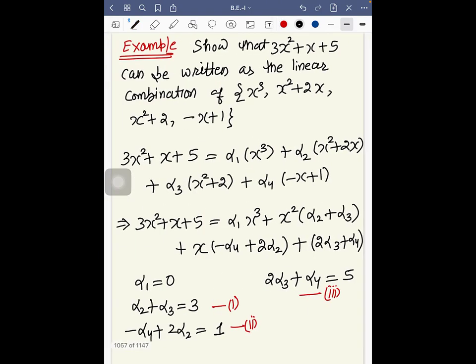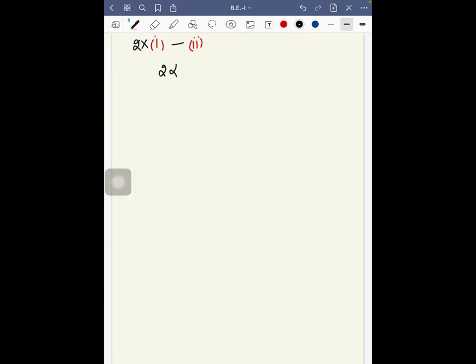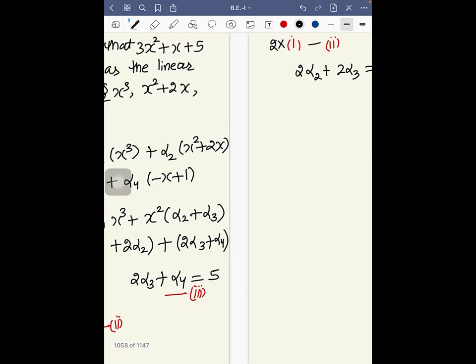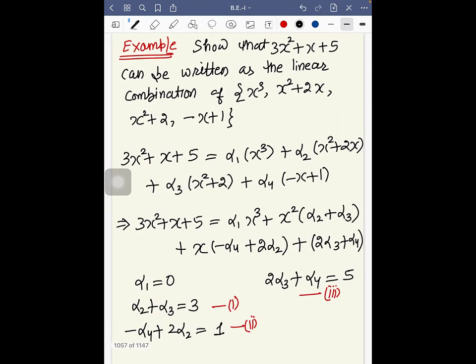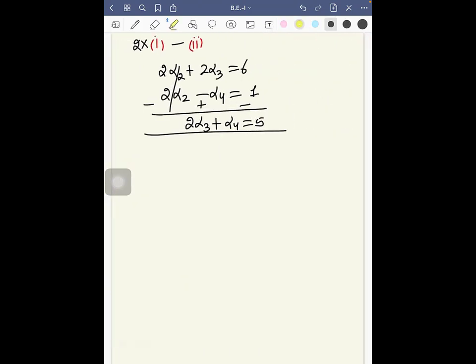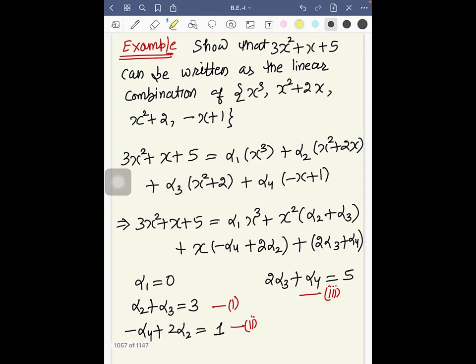So that means we have 2 alpha 2 plus 2 alpha 3 is equal to 6, and here we have 2 alpha 2 minus alpha 4 is equal to 1. This is our second equation. So now if we subtract, what are we going to get? We'll get 2 alpha 3 plus alpha 4 is equal to 5. But this is the same equation as we already have in 3. So what does that mean? That means that we are not able to get any extra information.